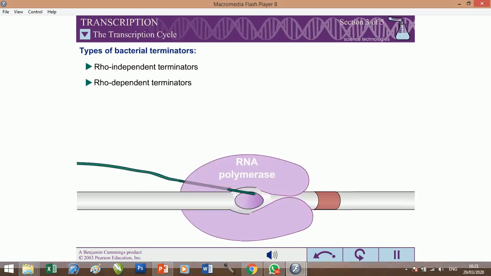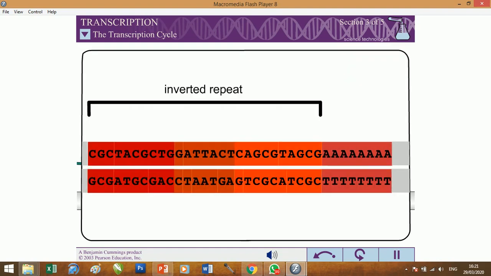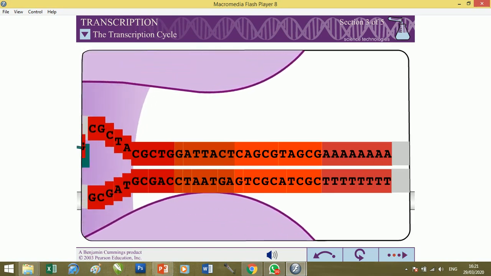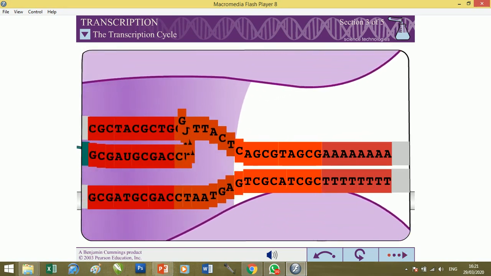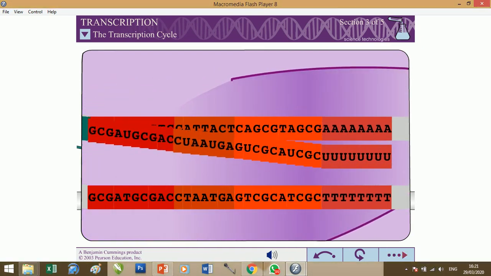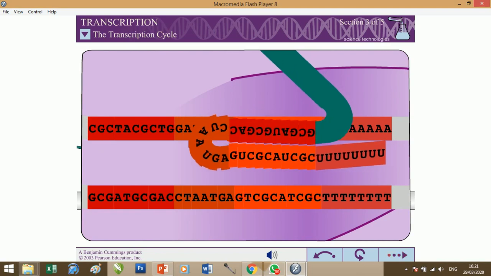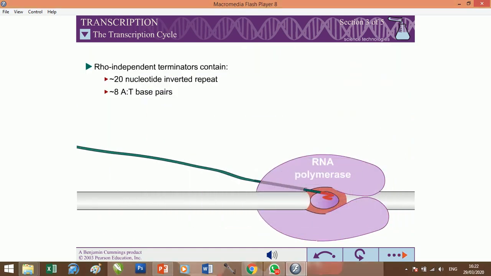Rho-independent terminators, also called intrinsic terminators, consist of two sequence elements, a short inverted repeat of about 20 nucleotides and a stretch of about 8 AT base pairs. The RNA that results from the inverted repeat sequence is able to base pair with itself and forms a hairpin structure. The hairpin then disrupts the elongation complex. AU base pairs are the weakest of all base pairs, allowing the RNA to easily dissociate from the DNA.